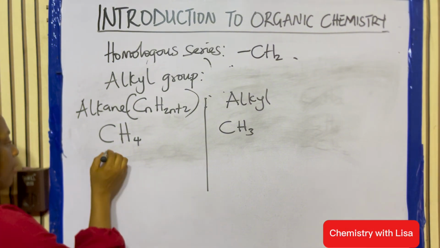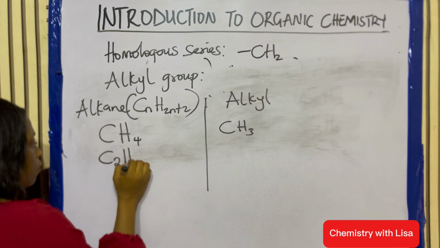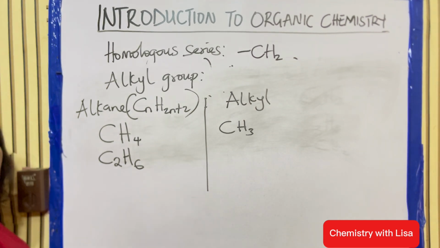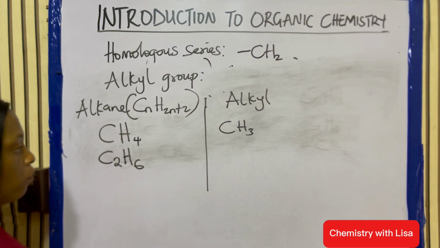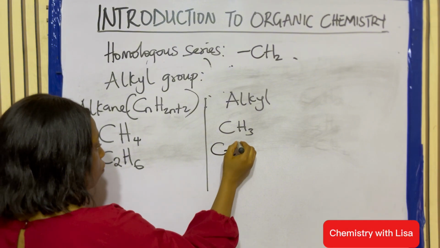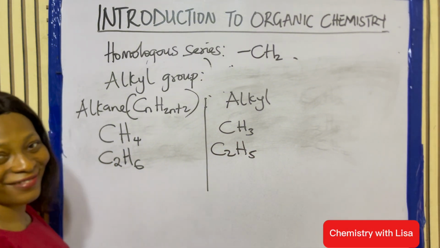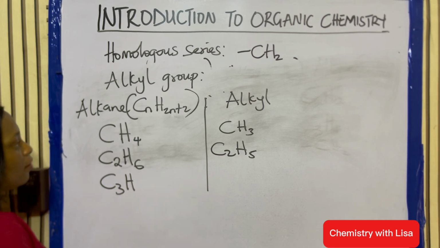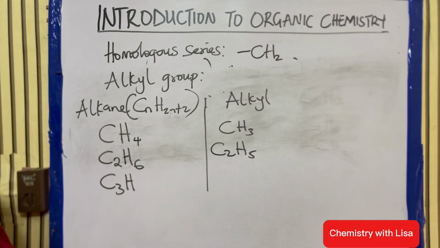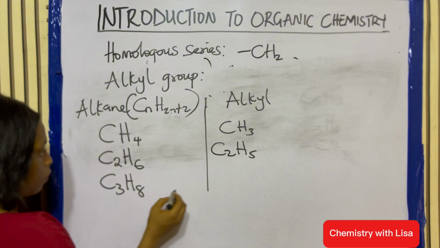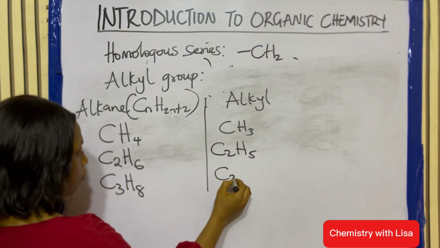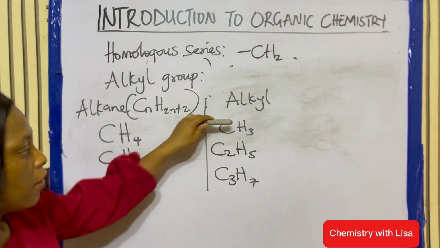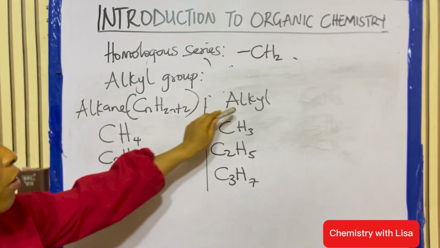Okay, what about where n is 2? 2 times 2, 4, plus 2, that will give us 6. So a loss of a hydrogen atom, that will be C2H5. Then the next one is C3H, 2 times 3, 6, 6 plus 2 will give us 8. So the alkyl group will be, with a loss of a hydrogen atom, C3H7.